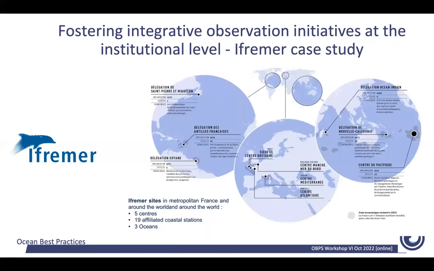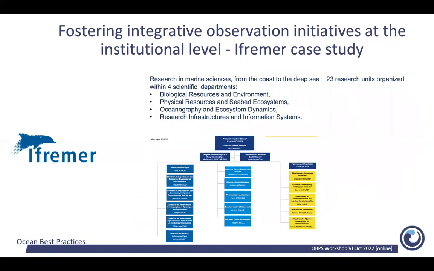IFREMER has metropolitan France sites and other sites around the world. We have 5 centers, 4 in metropolitan France and 1 in the Pacific Ocean, and we have 19 affiliated coastal stations over the 3 oceans. Our organization is divided into 4 scientific departments: biological resources and environment, physical resources and seabed ecosystem, oceanography and ecosystem dynamics, and research infrastructure and information systems.